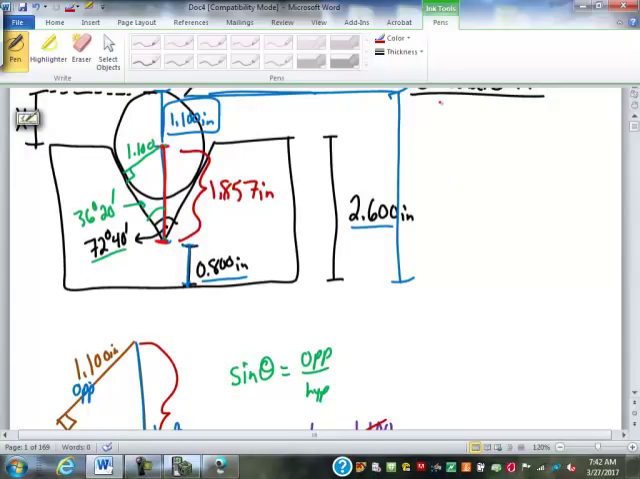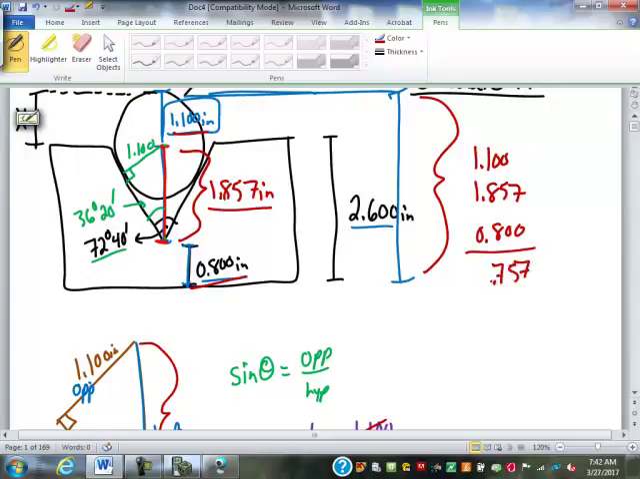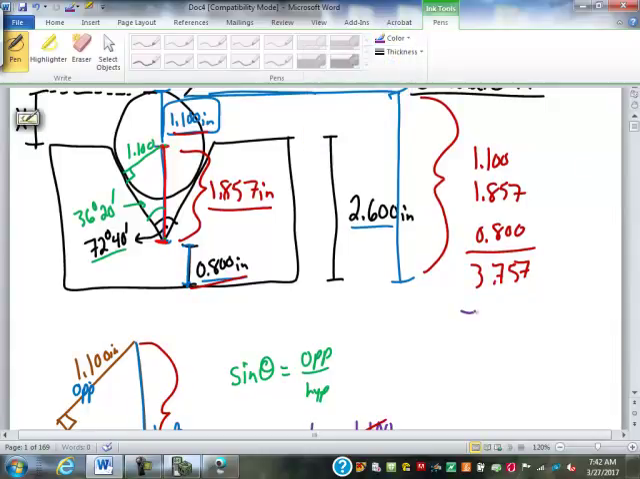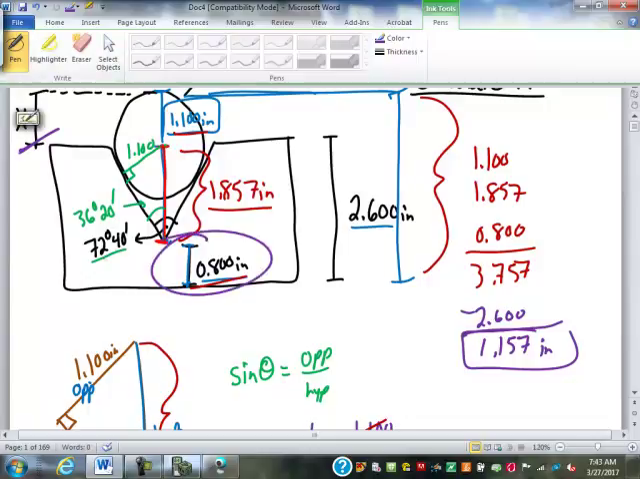So that overall height here is the 1.1 plus the 1.857 plus the 0.8, so 3.757, and we'll subtract our 2.6. 1.157 inches is our x. Any questions? You got questions?